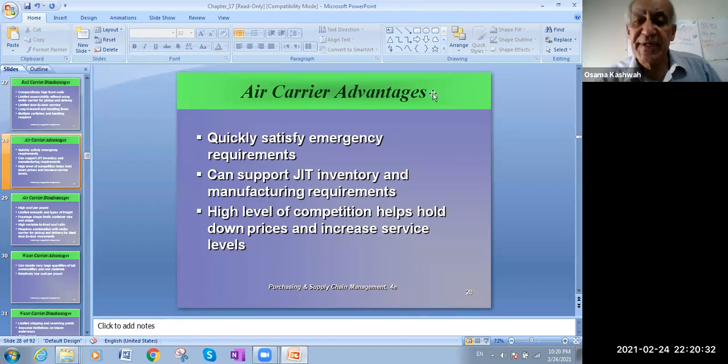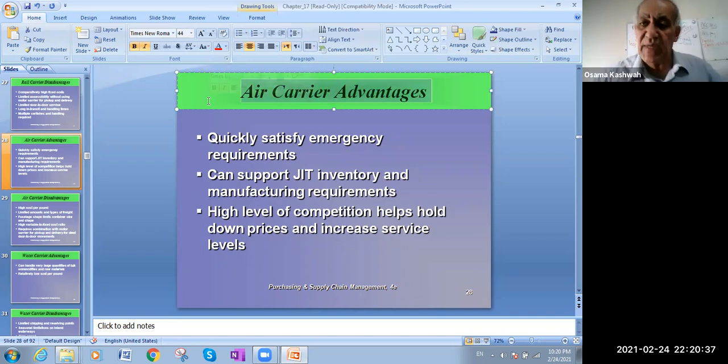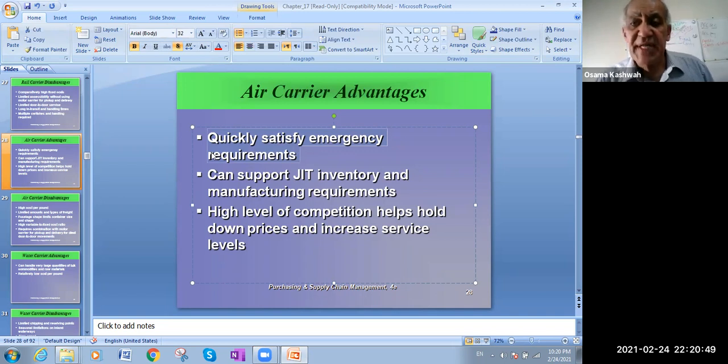How about the air? The air means the flights, the aeroplanes which we use. Quickly satisfy emergency requirements, because it's very suitable for things like flowers and fruits to go by air, because it takes no longer than 5, 6, 12 hours, and this will not deteriorate or spoil the fruits, for example, or the roses or the flowers. It won't be spoiled, it will reach in time. As in Holland, they export most of the flowers by planes.